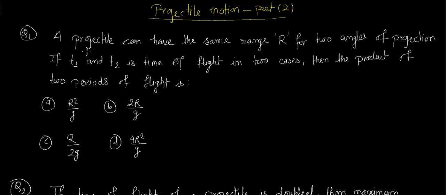Let's begin with some MCQs, and in the first MCQ the question says that a projectile can have the same range R for two angles of projection. Okay, let us read further.